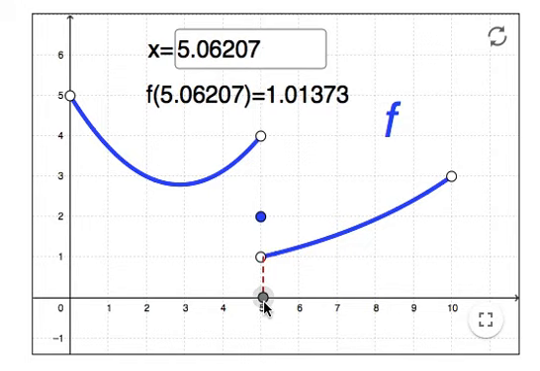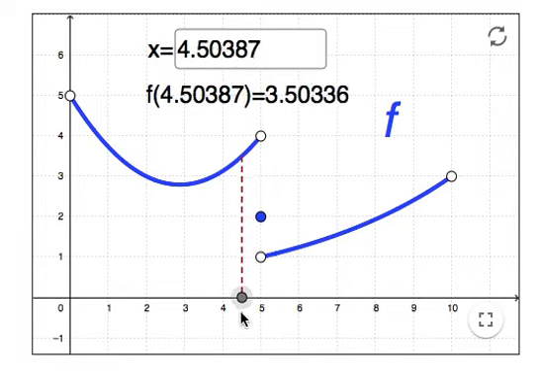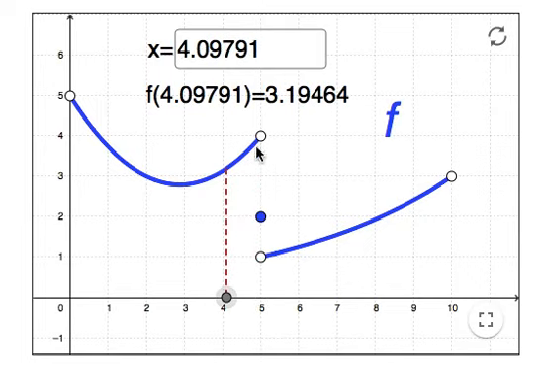And as I get right onto that point, oh, it jumps. Okay, so here it goes from 1, and then all of a sudden it jumps. So this is not a limit. This limit doesn't exist as a two-sided limit.